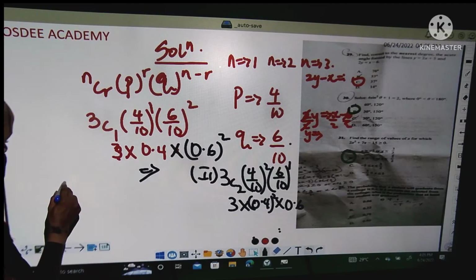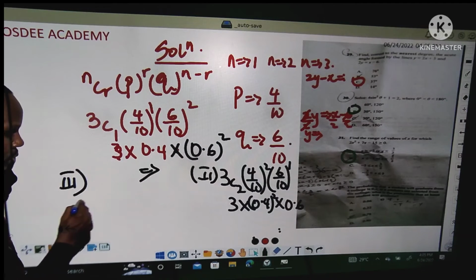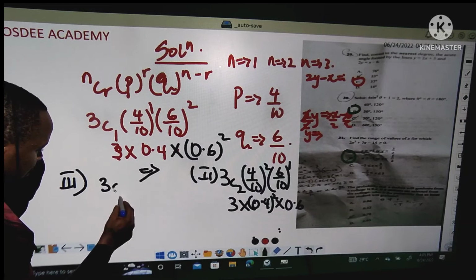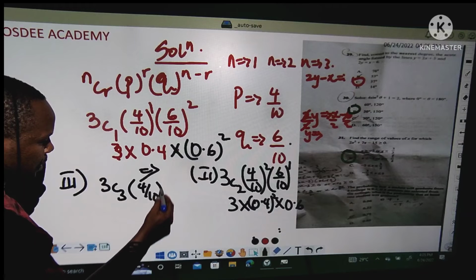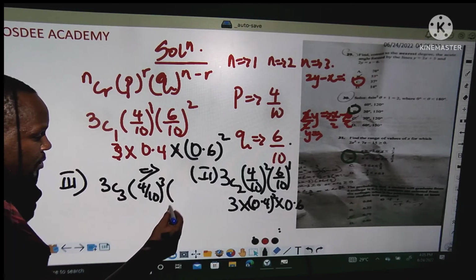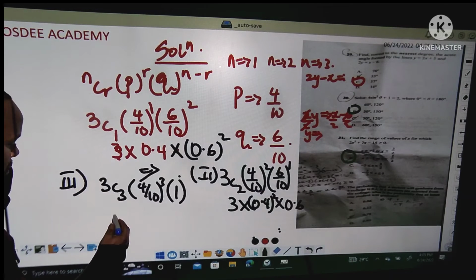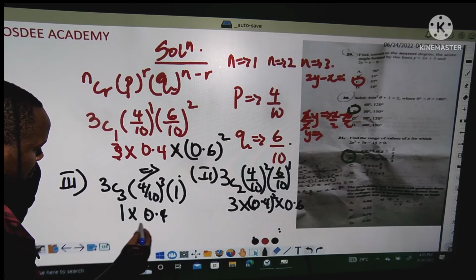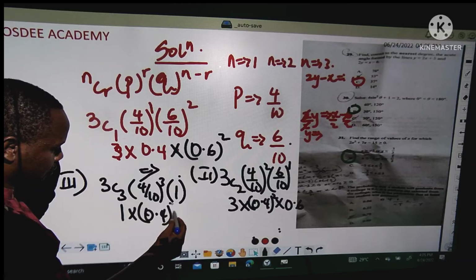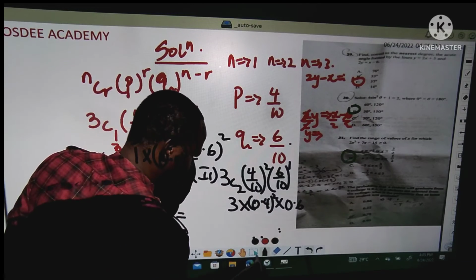And I will do the third one when they are 3. You can see I told you it's the work of a calculator. 3 combination 3. Then this will be 4 over 10 raised to power 3. Then this one, anything raised to power 0 is 1, so just place 1 here. So this is 1 times 0.4 raised to power 3. So I need answers to each of them.